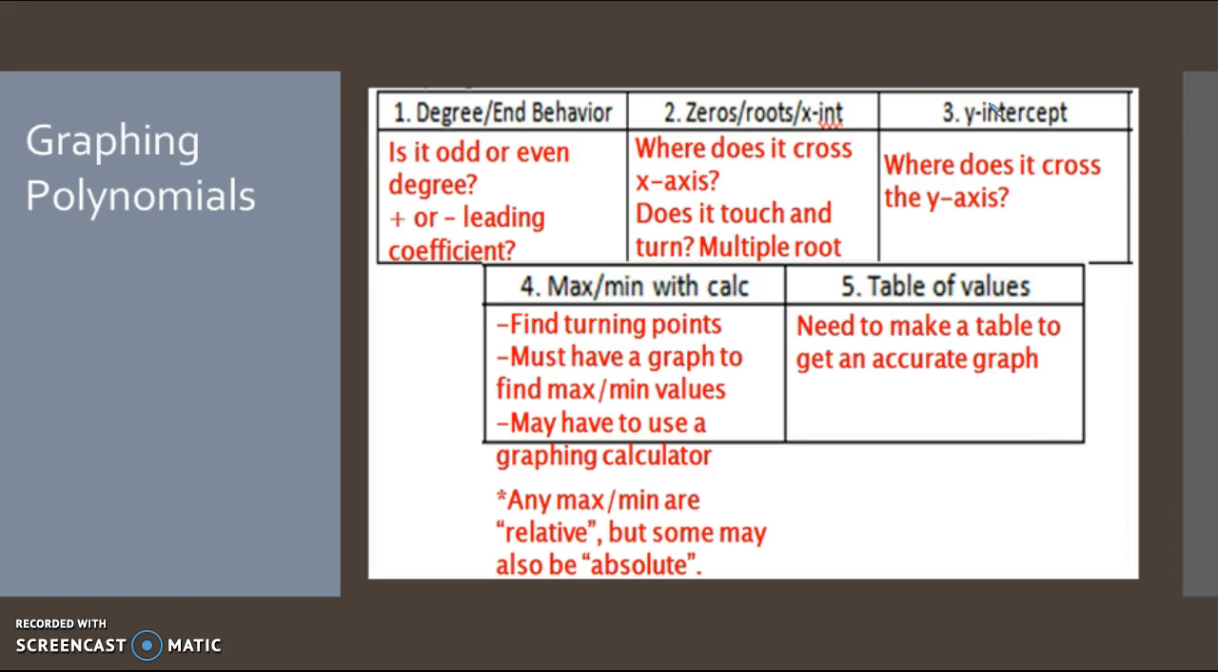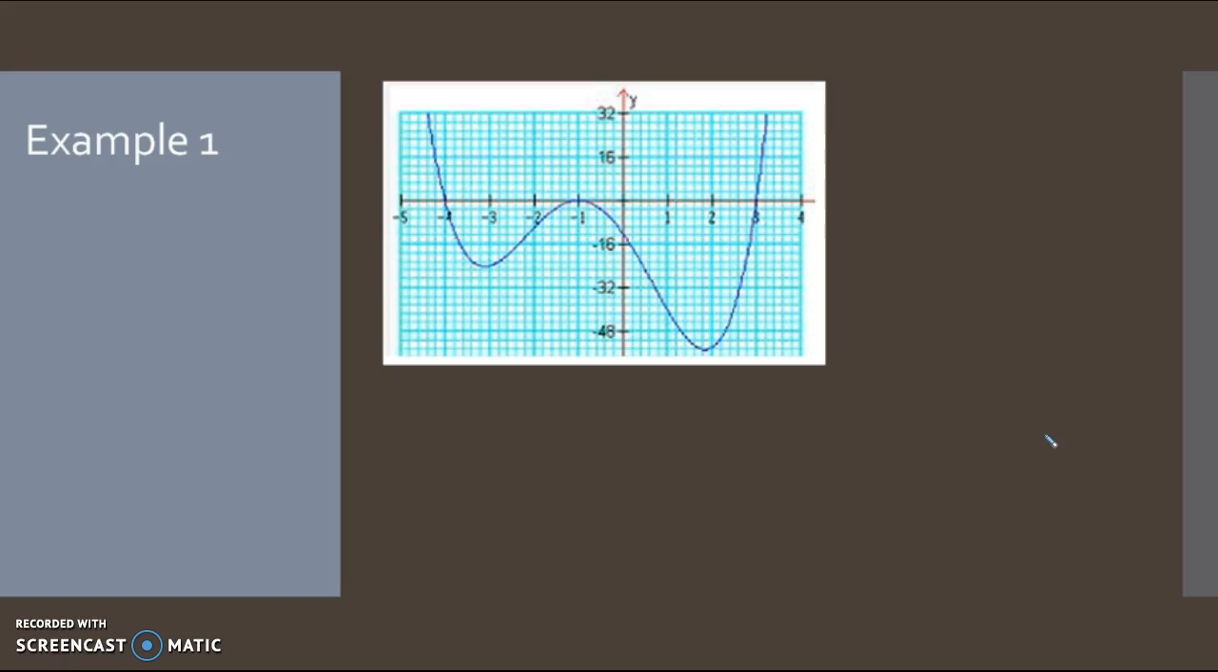And then graphing polynomials, right? So we're going to look at the degree and end behavior. So if it's odd or even, look at your coefficient. It's going to tell you which direction it's going to go. You want to know where it crosses the x-axis, if it touches and turns, or if it's a multiple root. And then where it crosses the y-axis for your y-intercept. Find our max and min, and we're going to use a calculator for that, make our lives a little easier. And then you can make a table of values or find certain points to graph when you actually graph the polynomial.